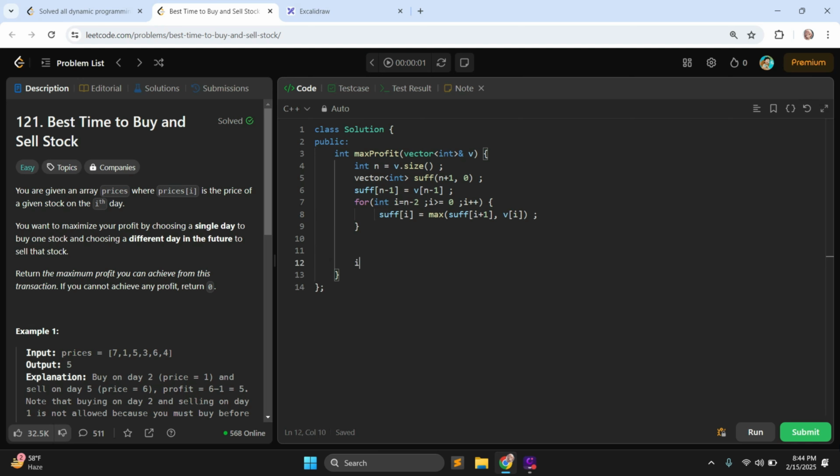So now we have to store the answer. We will declare the answer variable which can store the maximum value. Now we run the loop till n, and we find suffix of i plus 1 minus v of i. We will run it to n minus 1, and the answer is stored as max of answer and that value. Yes, that's it. Let's run this.